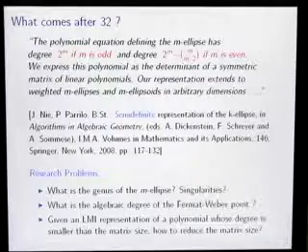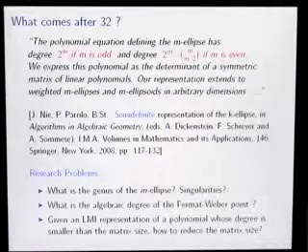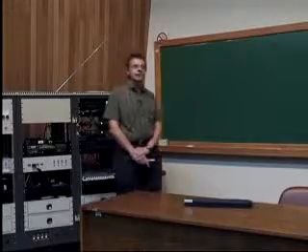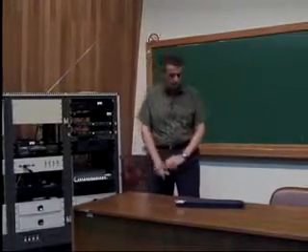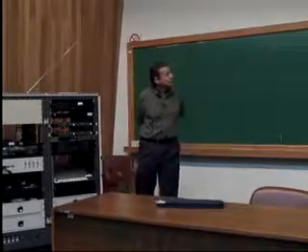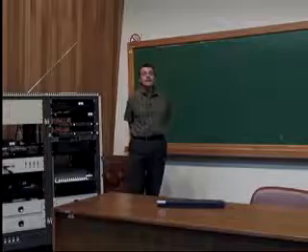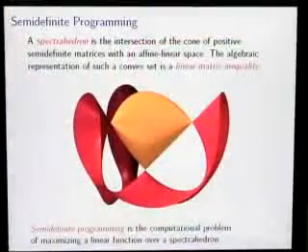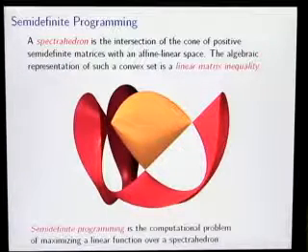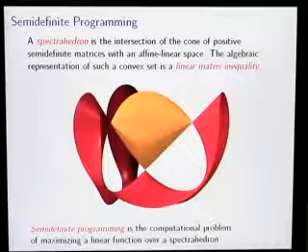Okay, so I'm 23 minutes into the talk, so maybe this would be a time to give some general definitions, and I'm going to tell you now what is semi-definite programming. Before I do that, let me define a spectrahedron. A spectrahedron is the intersection of the cone of positive definite matrices with an affine linear space.